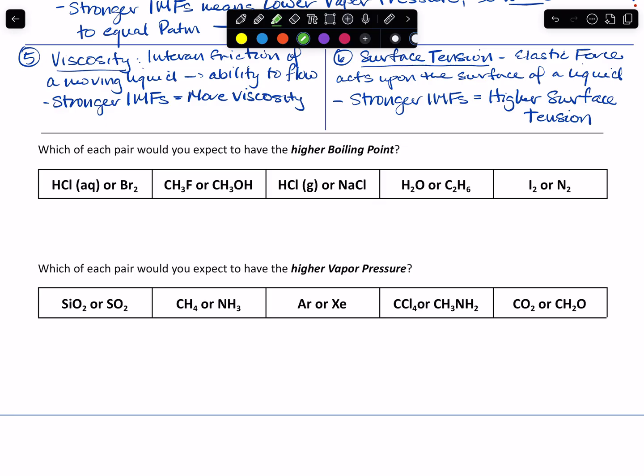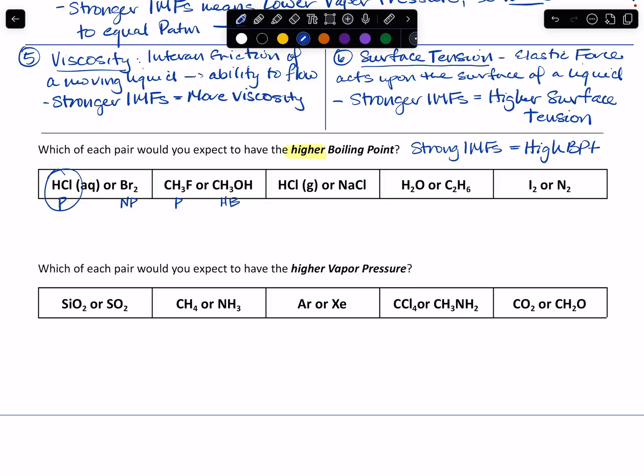For these molecules, which of each pair would you expect to have the higher boiling point? Before I even look, I know that strong IMFs equals high boiling point. So within each pair, I'm going to identify which utilizes stronger IMFs, and that is going to be the substance with the higher boiling point. I've got HCl, which is polar, versus Br2, which is nonpolar. So HCl, with its stronger IMFs, is going to have the higher boiling point. CH3F is going to be polar.